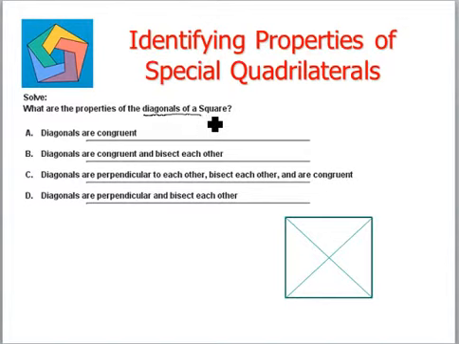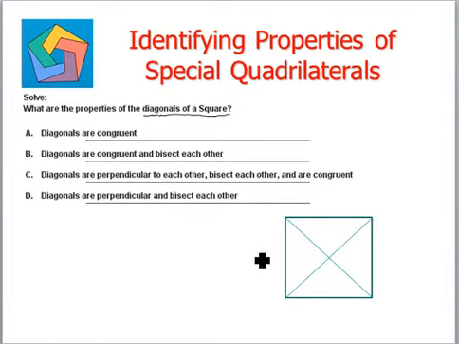And some options are given to us. Diagonals are congruent. Option A. Option B says diagonals are congruent and bisect each other. Option C says diagonals are perpendicular to each other, bisect and are congruent. And option D says diagonals are perpendicular and bisect each other.